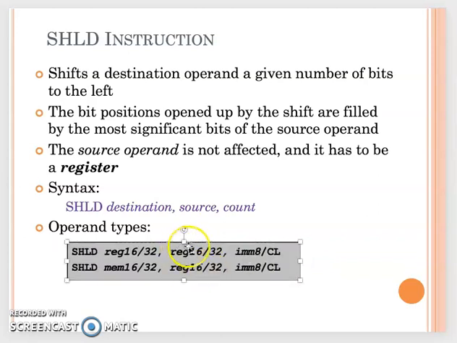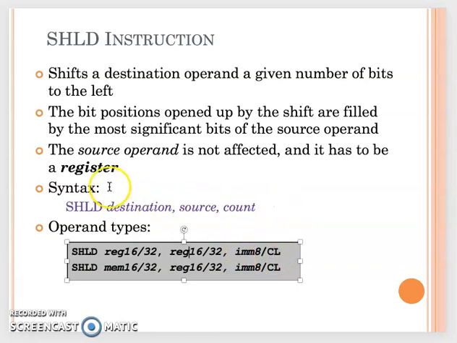One thing we know here is that the source has to be a register. Also, your destination operand and the source operand need to be the same size. If your destination is 2 bytes, you need to use a 2-byte register. If your destination operand is 4 bytes, you need to use a 4-byte register. The destination operand can be either a register or a memory operand, but the source operand has to be a register. The count is the same as before: it can either be an immediate value or you need to use CL.